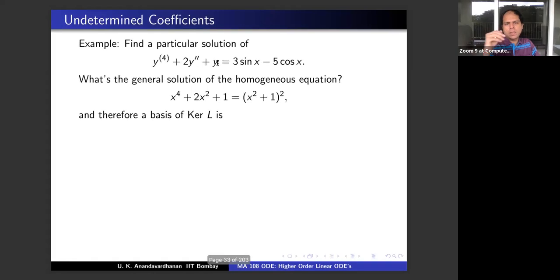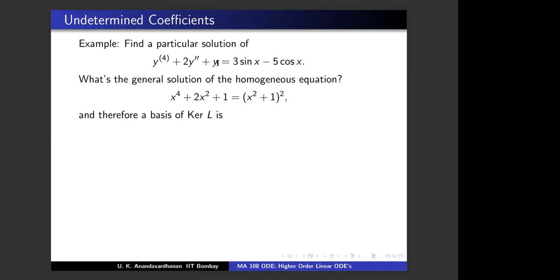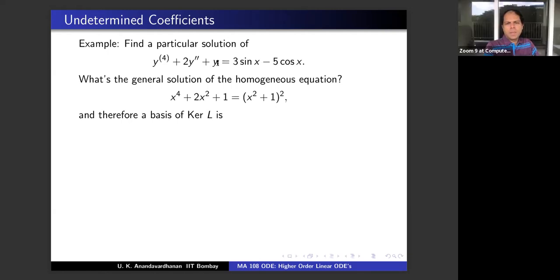So what is the basis for the solution space? i and minus i will give you what? Sin x, cos x, x sin x, x cos x. Very good. Sin x, cos x, and because of the repetition, x sin x, x cos x. Agree?